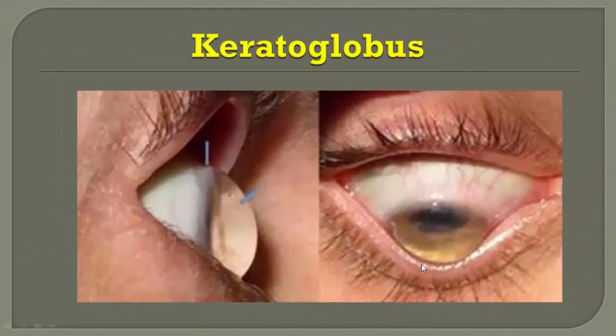Keratoglobus, as we mentioned, is a form of non-inflammatory corneal ectasia where the cone involves most of the cornea. Most of the cornea is ectatic, like in this photo.